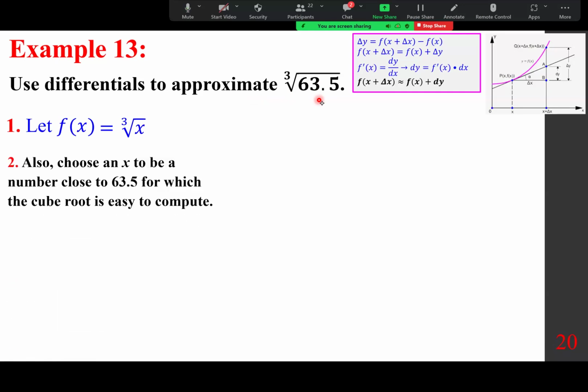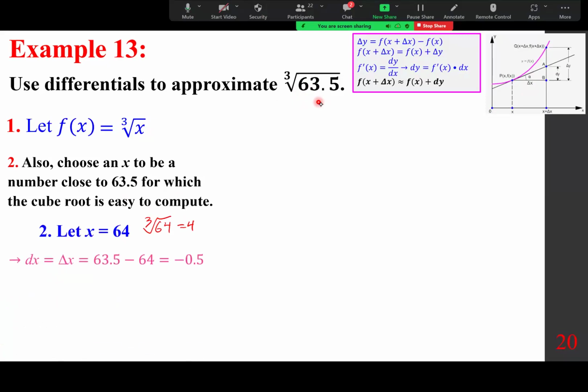Step two. Choose an x to be a number close to 63.5 for which the cube root is easy to compute, something you can do in your head. 64, because the cube root is 4. We should know this. And so what is dx or delta x? We're going to subtract 64 from 63.5 and it gives you negative 0.5.